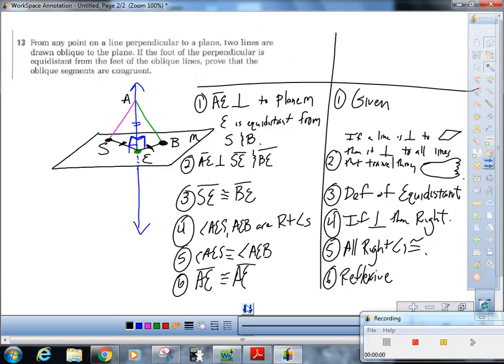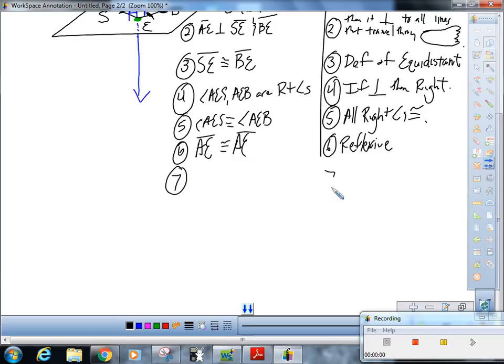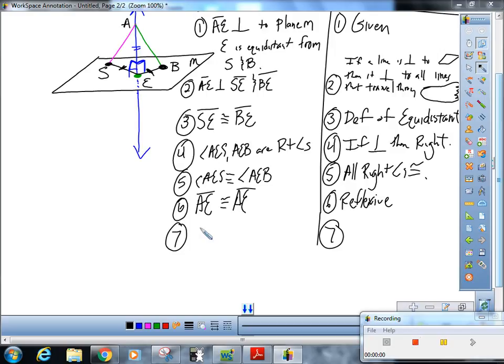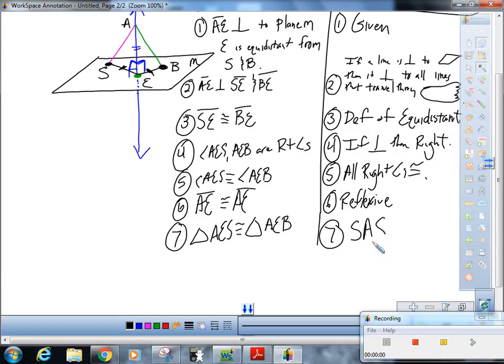Okay, so now I think I'm going to be able to say that triangle AES is congruent to triangle AEB by SAS. And then I know AS is congruent to AB by CPCTC.